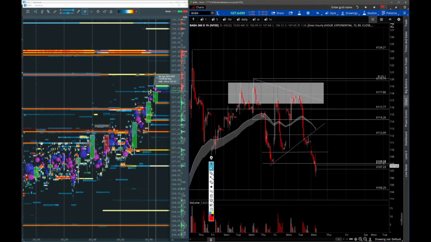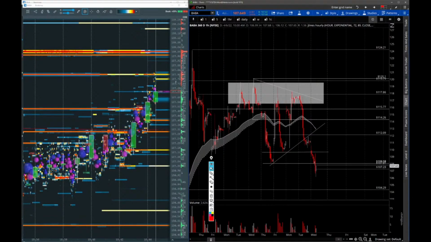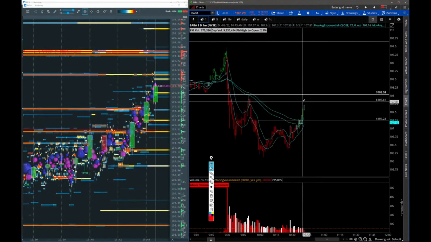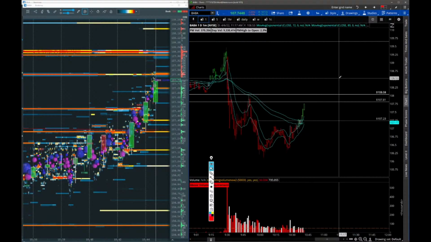Now it's getting near to my break even. I have trailing the money, the 107s over here and 70s. And this is on the 1 minute. Let's see if we will reject that level or not.